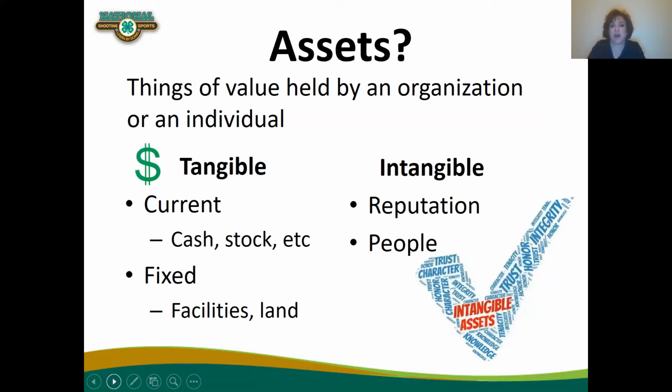There are two types of assets. There are tangible assets that are financial in nature and that can be broken down into current or fixed assets. So things like cash and stock and facilities and land, etc. And the second type of assets are intangible. Those are things like your reputation or the program's reputation, the trust, the character, integrity, and especially the people who make the 4-H program function.